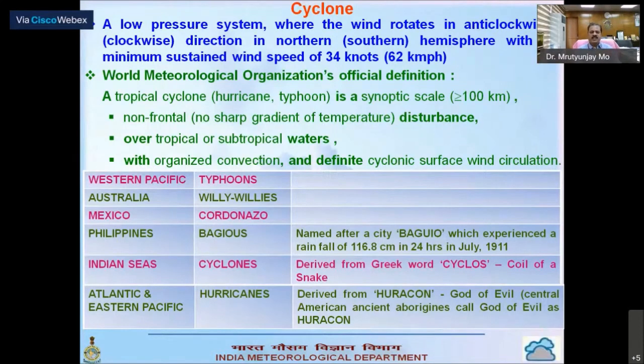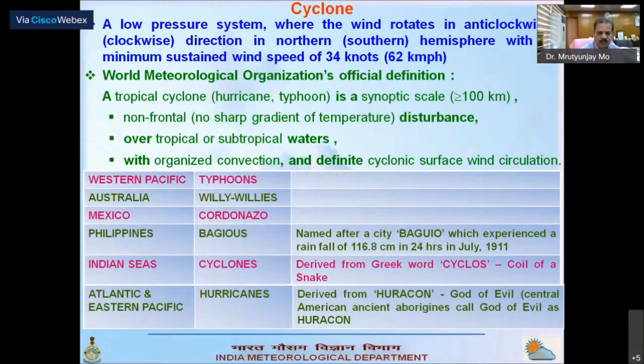A tropical system is a system developing over the tropical area. It is a non-frontal system, in the size of 100 kilometers to 1,000 kilometers. It is a system where clouds are highly organized. It is a system where winds are rotating anti-clockwise in the northern hemisphere and clockwise in the southern hemisphere around the center of the low pressure system. And the minimum wind speed is 34 nautical miles per hour or 62 kilometers per hour. 1 nautical mile per hour is equal to 1.85 kilometers per hour.